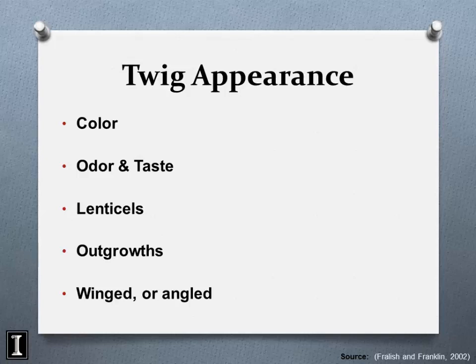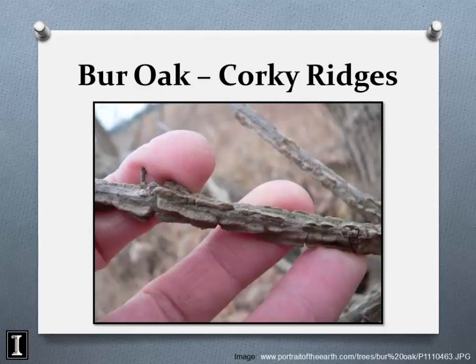Some twigs have a lot of lenticels. Sometimes they're mostly absent. Outgrowths or projections, wings or things like that. Blue ash, Fraxinus quadrangulata. The twigs are four-angled. That's what we mean by outgrowths. Young bur oak twigs are really corky. And we talked about the winged or angled. This is a classic example of a young, fast-growing, vigorous bur oak twig, with these corky, wing-like projections. Not all bur oak have that, because sometimes genetics plays a role. But I see this a lot on young CRP tree plantings, where the bur oak will look like that.